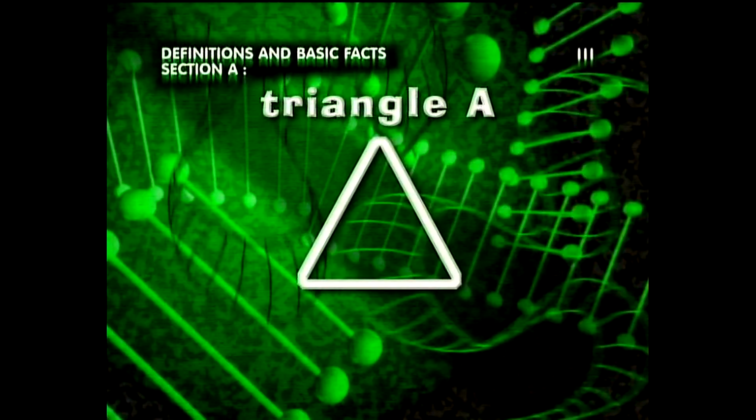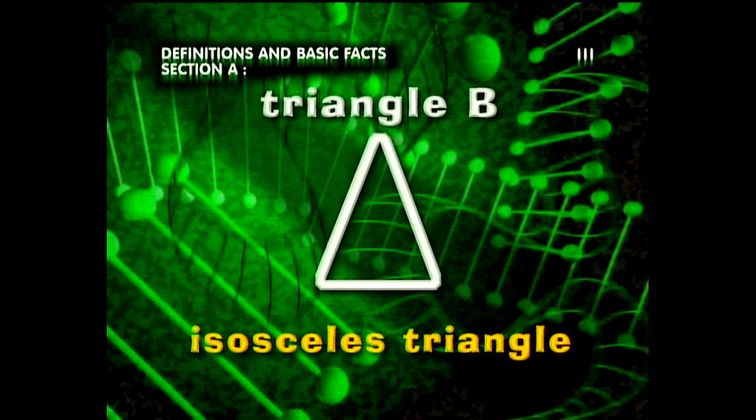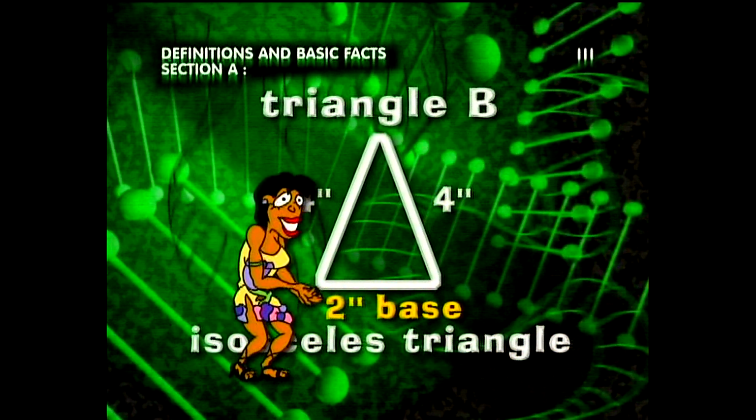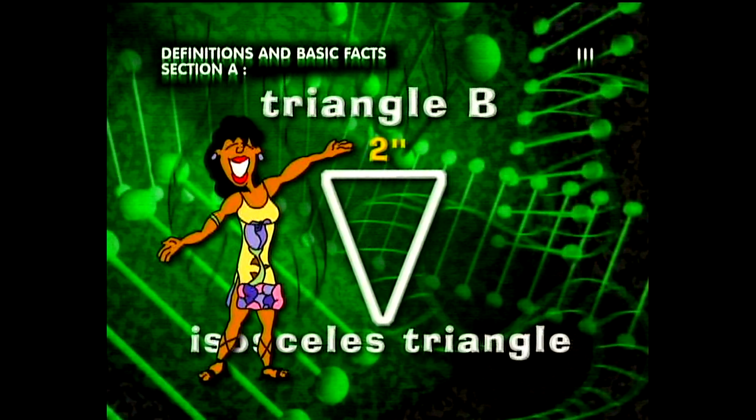There are 2 ways to classify triangles, either by the lengths of their sides or by their angles. First, by side length, we have equilateral triangles, which have 3 congruent sides, like triangle A here. All sides measure 4 inches. There are also isosceles triangles, which have 2 congruent sides. Triangle B has 2 sides that equal 4 inches. We call the other side the base. The base can be on any side. Like, if we turn triangle B on its side, or upside down, its base is still 2 inches.